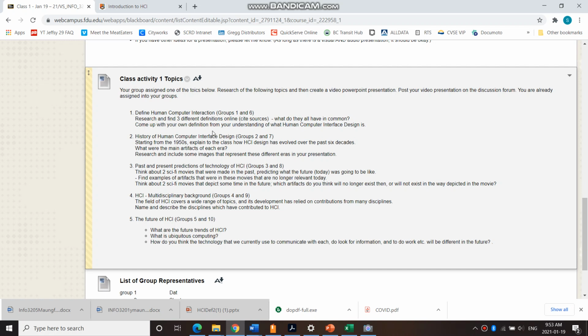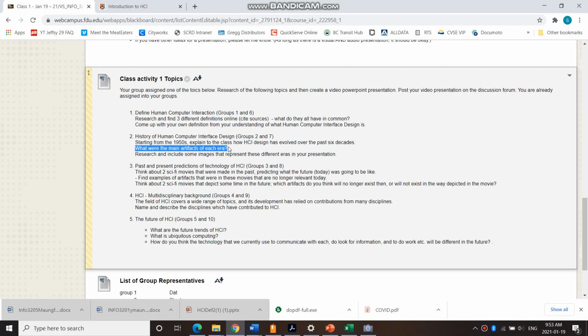So you can come up with your own definition in your own words from what you understand in kind of plain language, okay? Number 2 topic is the history of human-computer interface design. So start all the way back from the 1950s. Explain to the class how HCI has evolved over the past 6 or 7 decades, and what the main artifacts of each era was. So artifact is a tangible item that will represent what technology was during that period.